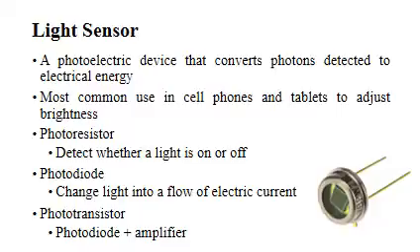The most common light sensor type used in a light sensor circuit is the photoresistor, also known as a light dependent resistor, that is LDR. Photoresistors are used to simply detect whether a light is on or off and compare relative light levels throughout a day. Photodiodes are another type of light sensor, but instead of using the change in resistance like LDR, it is more complex, easily changing light into a flow of electric current.